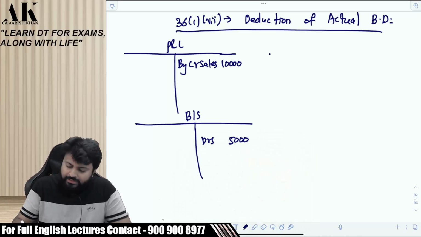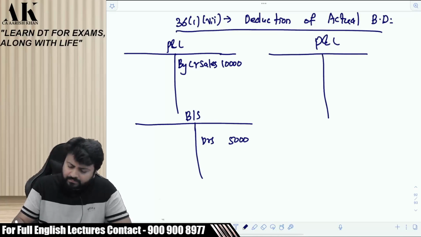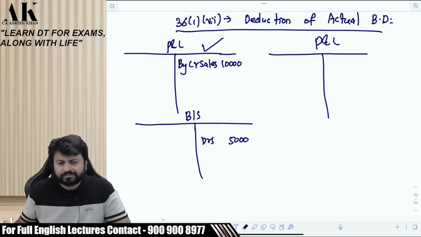What shall I do in the next year? This happens in the next year now. This happens in the first year. What shall I do? Or it can happen in the same year also. It doesn't matter. What shall I do? Shall I write off the debt?